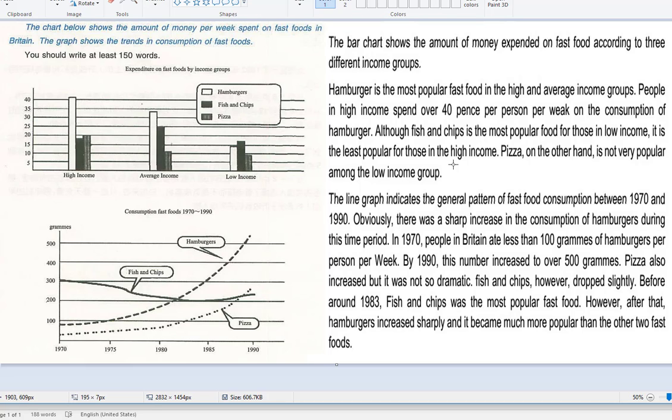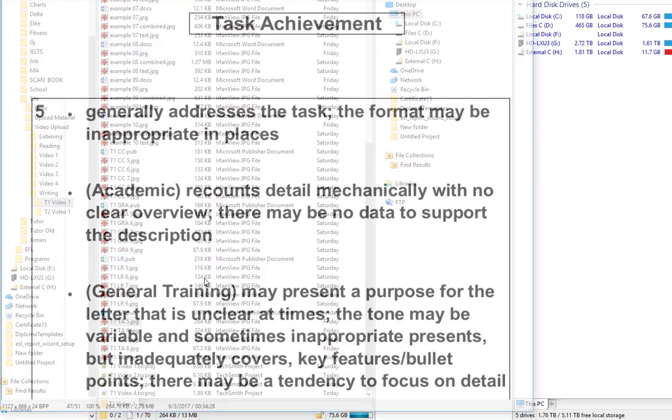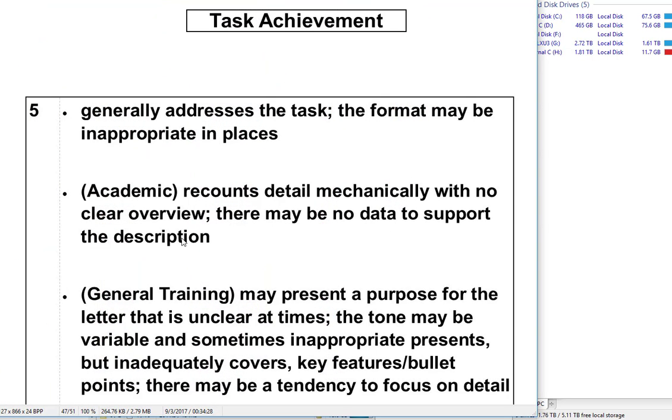Okay. So this person is giving us the most popular foods for each income group. Fish and chips. It's the least popular. See, we have all these things here, but there's no data. The only data is this, 40 pence. Fish and chips is the most popular food for those in low income. Well, yeah, but how much did they spend? You don't tell us that. The numbers are missing. If the numbers are missing, that means there may be no data to support the description. So 5, you need to give us the data if you're going to be making claims.